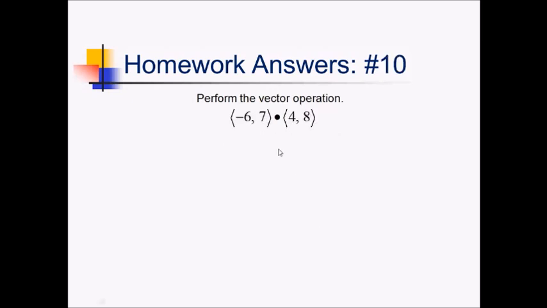To find the dot product of these vectors, I multiply my x's and y's separately and then add the products. So I've got negative 6 times 4 plus 7 times 8. So this is negative 24 plus 56, giving me 32.